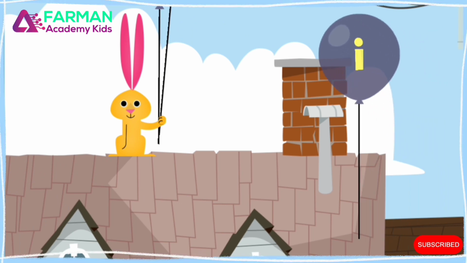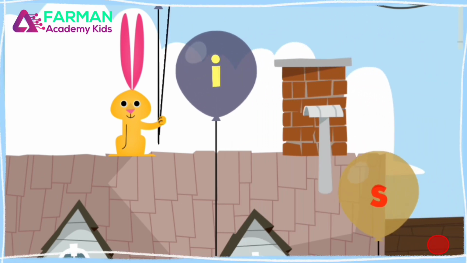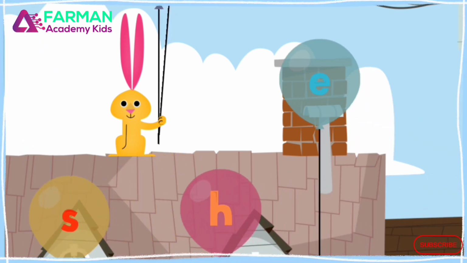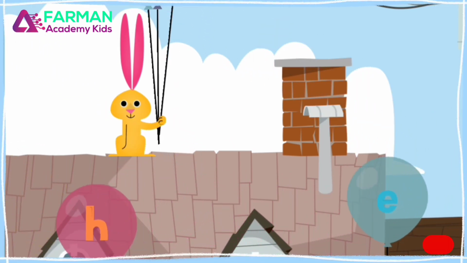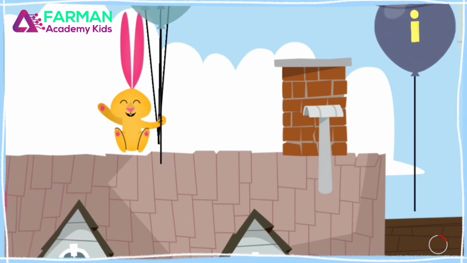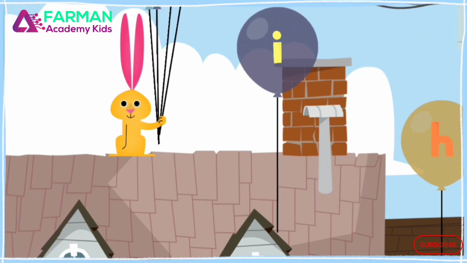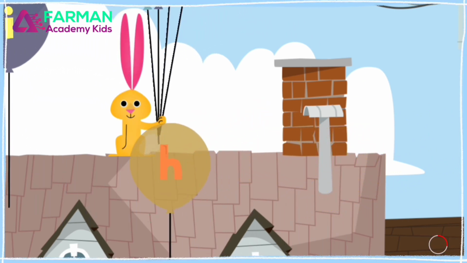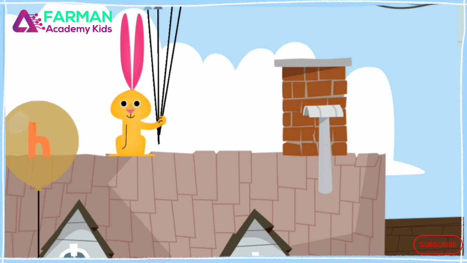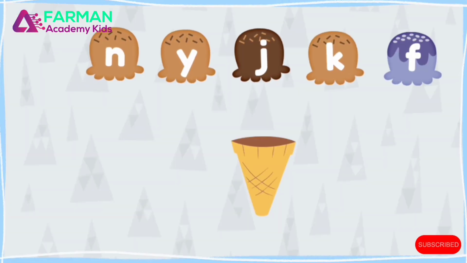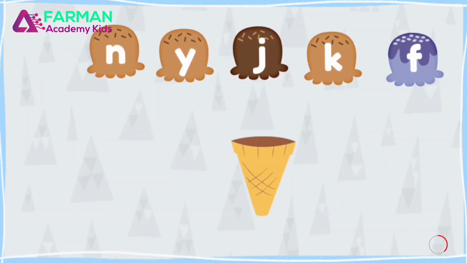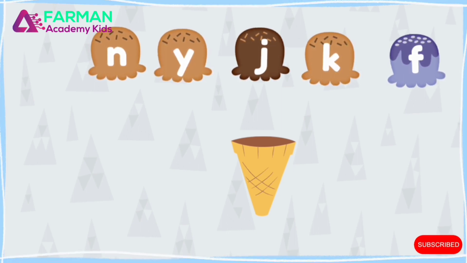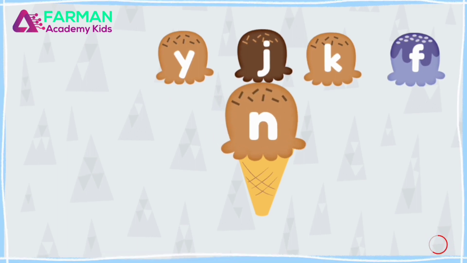Give the rat the cheese with the letter H. Super! Trace the lowercase letter N. Great! You traced the letter N. Give the ball with the letter O to the seal. Super duper.